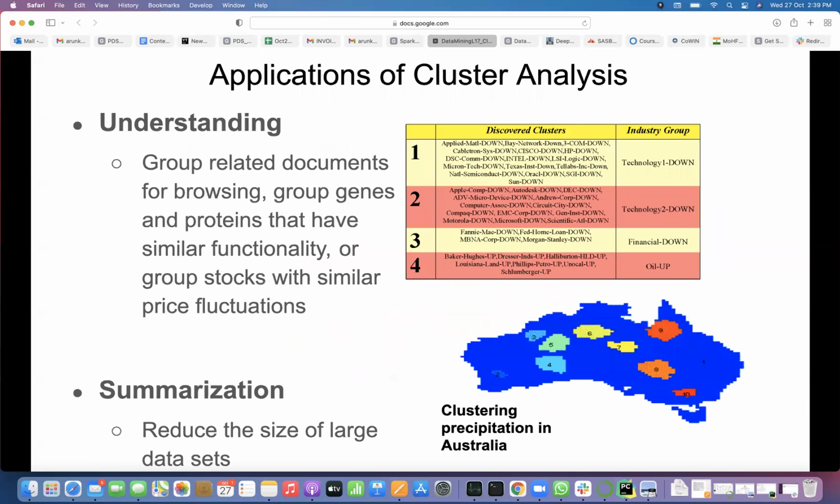So where do we apply this cluster analysis? Group related documents for browsing. Group genes and proteins that have similar functionality. Or group stocks with similar price fluctuations. So on the right side, different industry groups are given where the applications of cluster analysis are used. Technology 1, technology 2, financial, oil up, like that it seems.